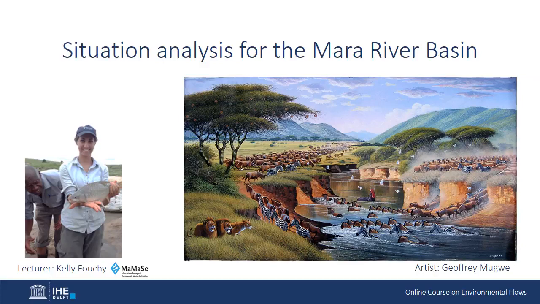As part of the development of the water allocation plan for the basin, we did an environmental flow assessment to estimate the water needs of the ecosystem. In this lecture, I'll present the situation analysis we did at the beginning of this assessment. By the way, I challenge you to find out what fish species I'm holding in this picture. It was collected in the Sand River, one of the tributaries of the Mara.